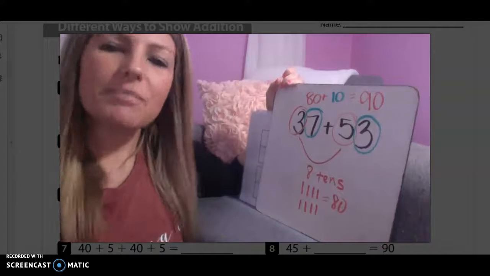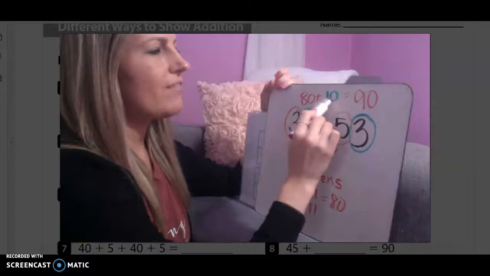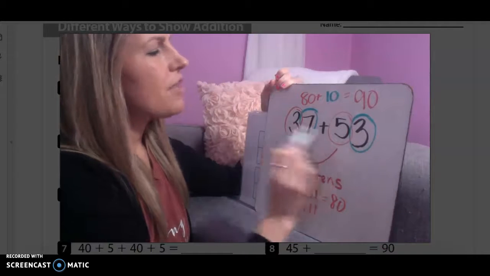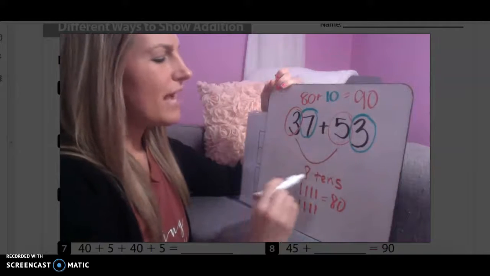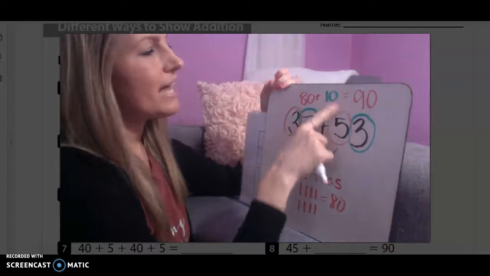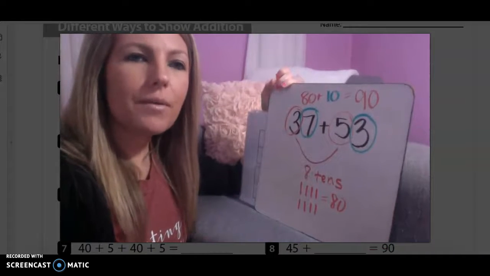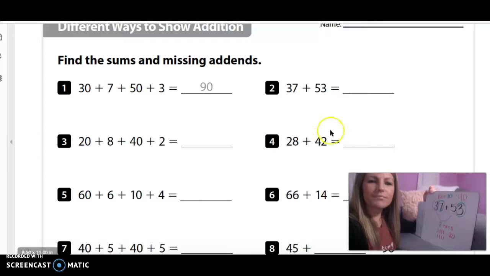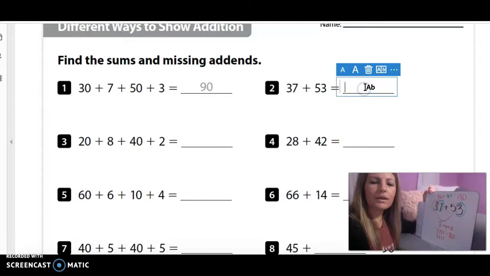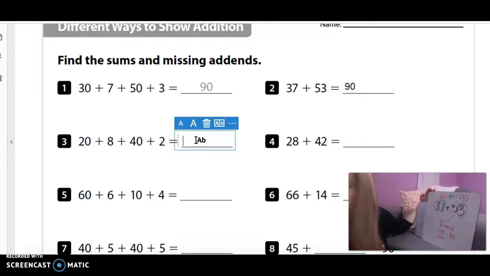So I bunched some of those numbers together, started by adding up my ones from each number, that gave me 10. My tens from each number, that gave me 8 tens, or 80. 80 plus 10 more equals 90. So I'm going to go back to my worksheet. Number 2 is 90.